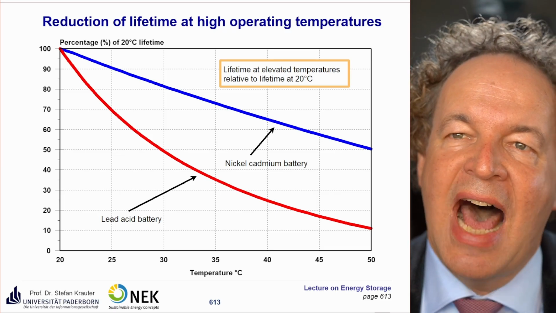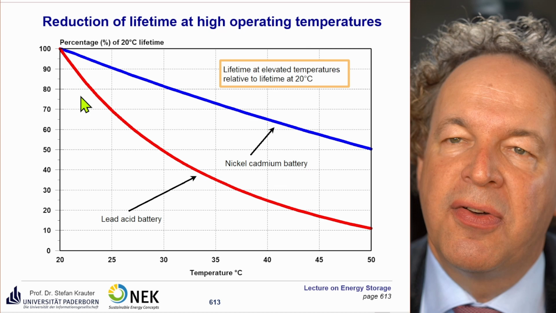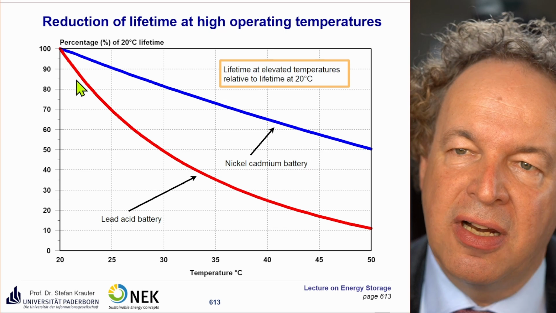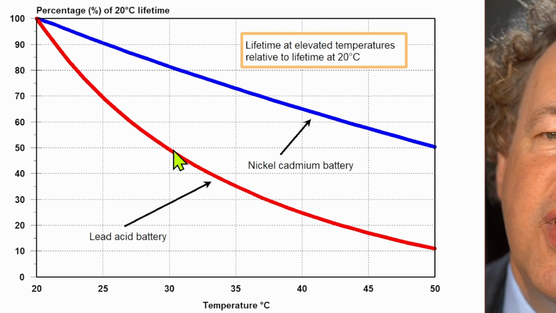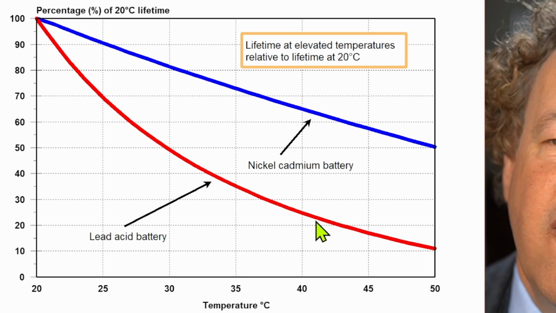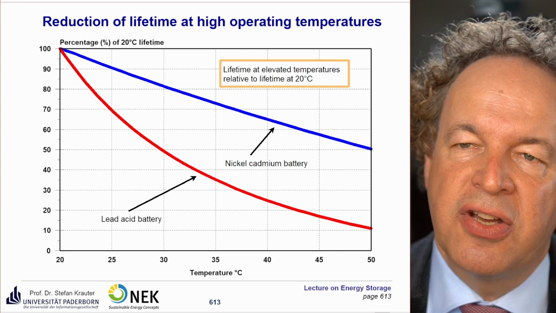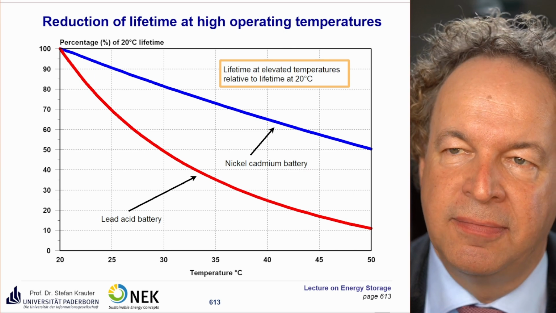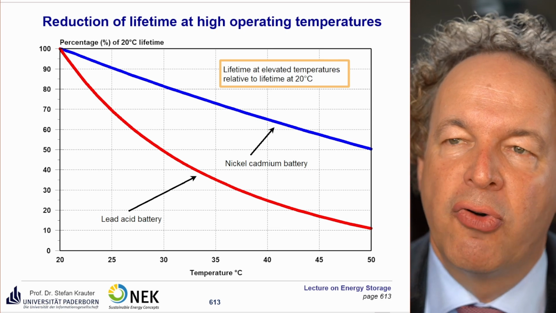Reduction of lifetime at high operating temperatures. So you see here the lead-acid battery in red color. At high operation temperature, the lifetime is drastically reduced. For example, if you go from 20 to 30 degrees, you have only 50% of the lifetime. If you go even further to 40 degrees, then it's only 25%. As a rule of thumb, you can say with the increase of temperature by 10 degrees, you shorten the lifetime by 50%. Nickel-cadmium battery, here in blue color, is more resistant, but it doesn't play a big role anymore.